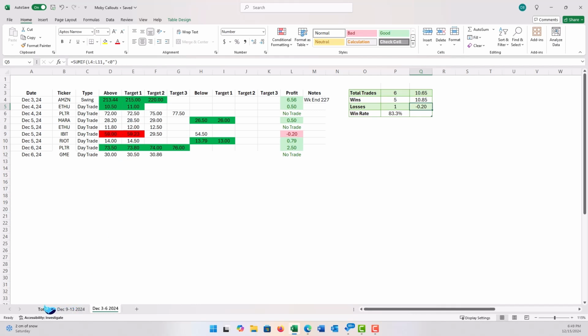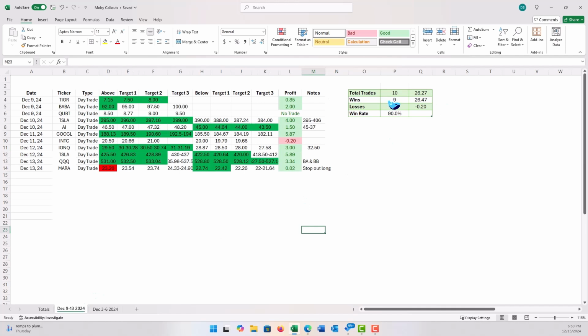And so our totals, so this was 83%. So we took 6 trades for a total of 83%, and we kept our losses really small and our wins were actually pretty good. So 20-cent loss and 10.85 win for a net 10.65 here. So that's actually really good. And then the 9th to the 13th, 10 trades, 9 wins, 1 loss. And it just so happened that that was 20 cents there.